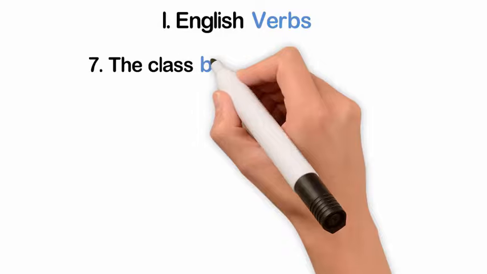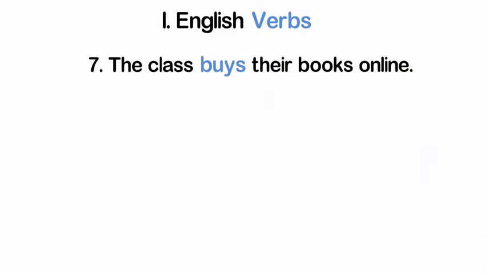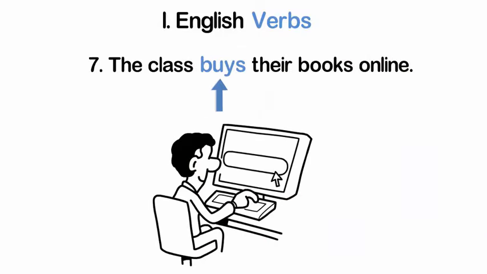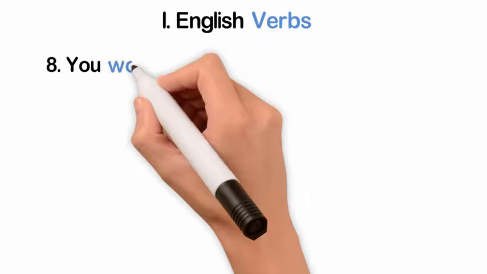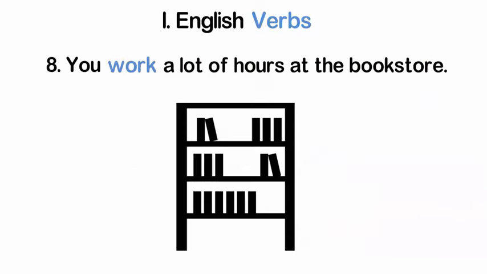7. The class buys their books online. Here, the verb, the action word, is buys. 8. You work a lot of hours at the bookstore. Here, the verb, the action word, is work.